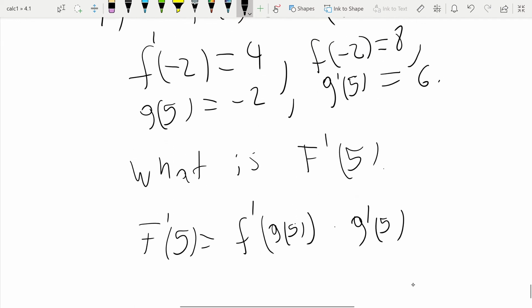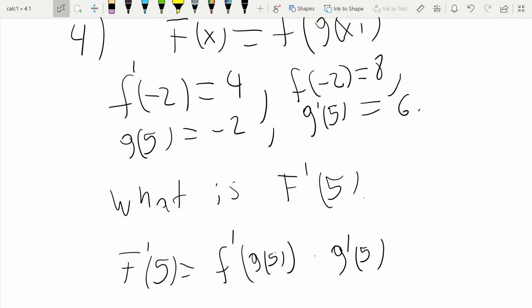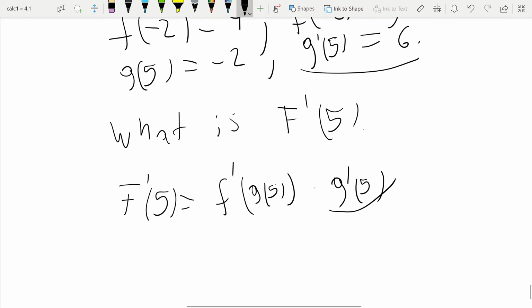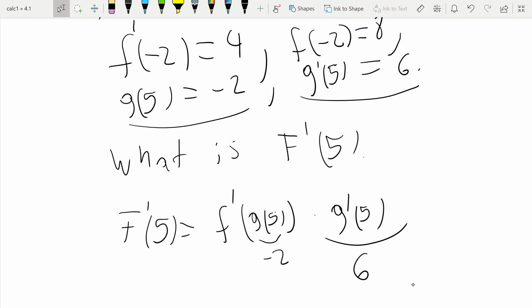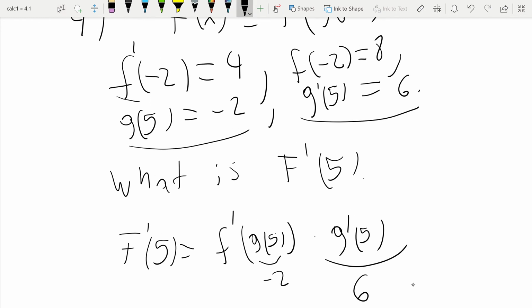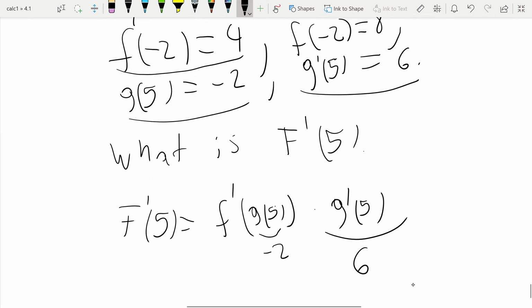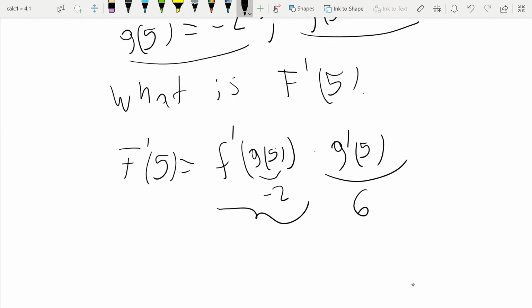And you have to look in the data they're giving you. For example, g prime of 5 is just 6. So this is 6. G of 5 is minus 2. And you need to know then the value of f prime at minus 2, which is 4. So this is 4, so this will be equal to 24. Okay.